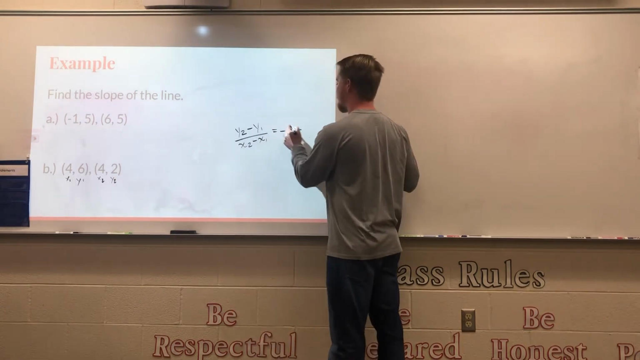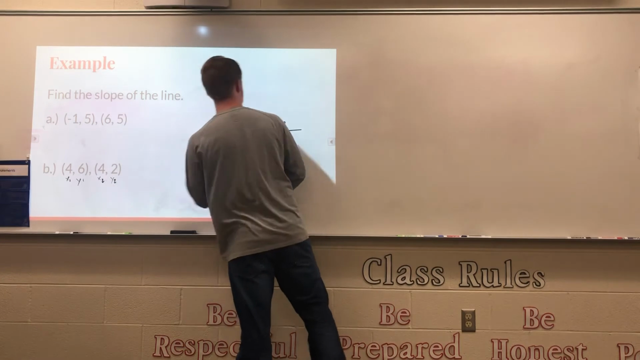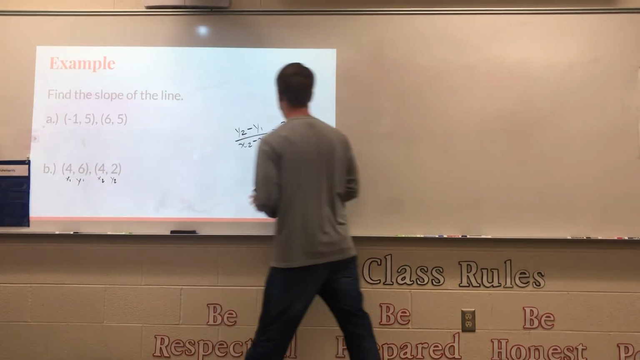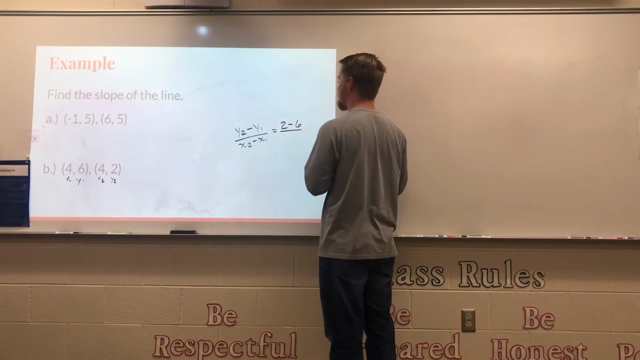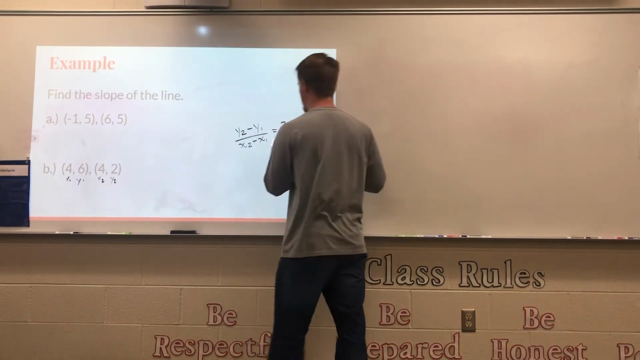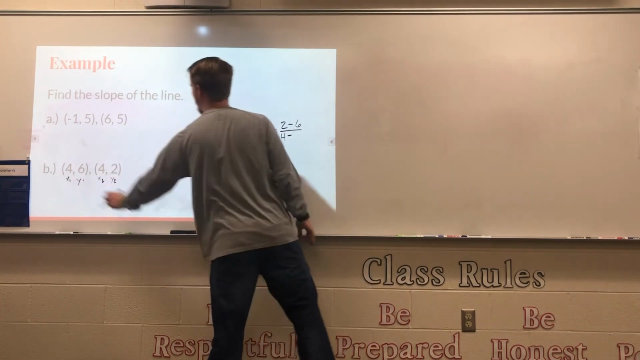So on the top, my first thing I plug in is 2 minus, remember write minus first, and then check what your y1 is, 6. So 2 minus 6 goes on top. My x2 is 4 minus my x1, which is also 4.